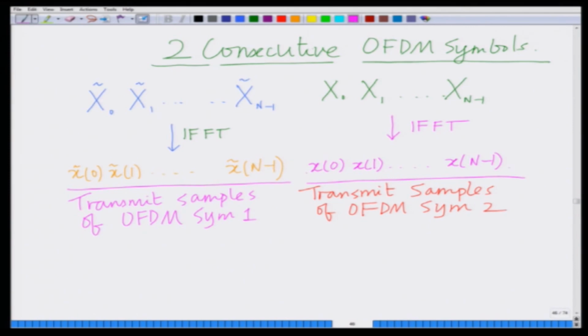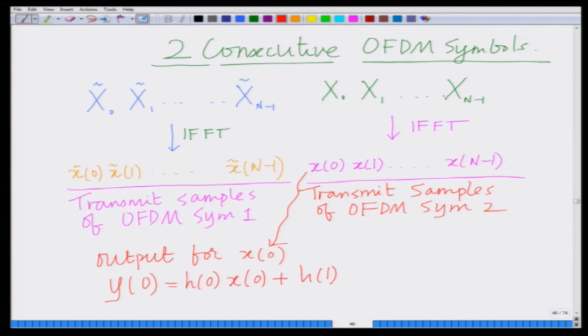Now, let us look at the output of this OFDM system. When I look at the output corresponding to x of 0, at the output of the frequency selective channel, I have y of 0 equals h of 0 times x of 0 plus h of 1 times the previous sample, but the previous sample is x tilde of n minus 1, plus h of 2 times the previous sample, x tilde of n minus 2. So on and so forth, I have h of L minus 1 times x tilde of n minus L plus 1, and here you can see I have a problem because I have inter-block interference.